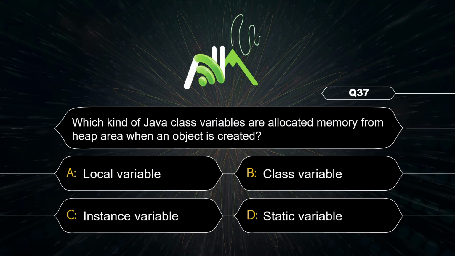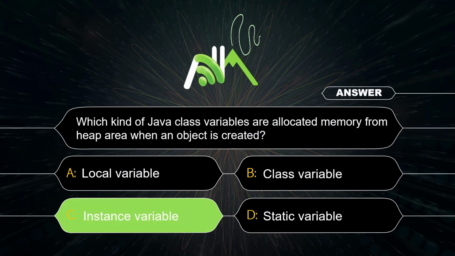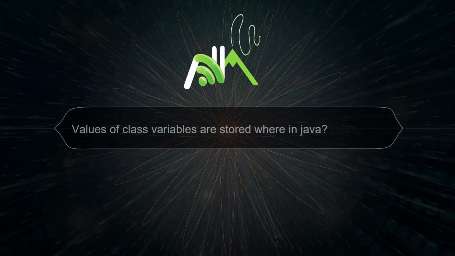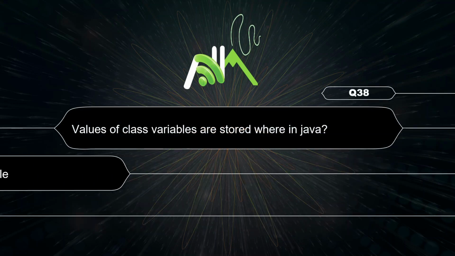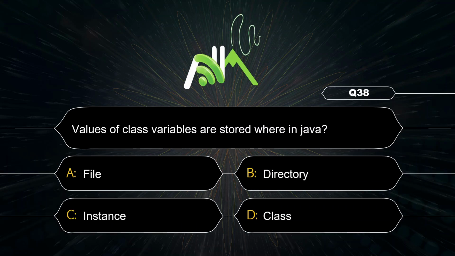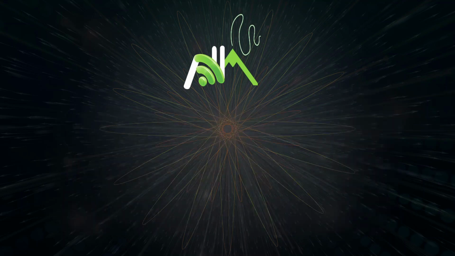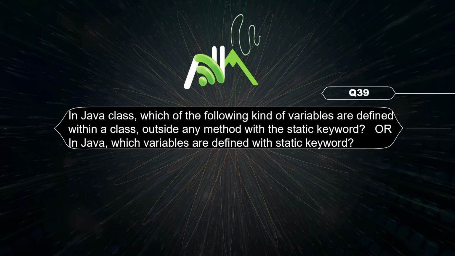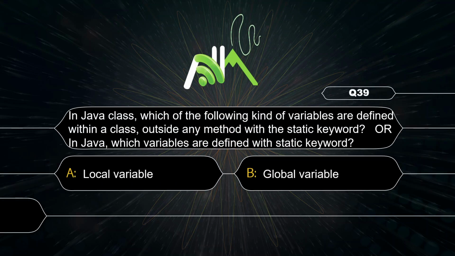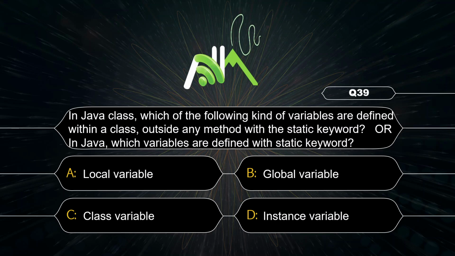Which kind of Java class variable is allocated memory from the heap area when an object is created? That is an instance variable. Option C. Class variables are stored where in Java? It is stored in the class itself. So option D. Which variable is defined with the static keyword? That is a class variable. Option C.